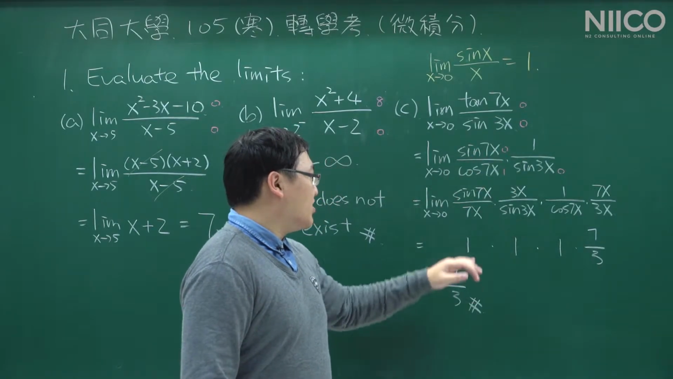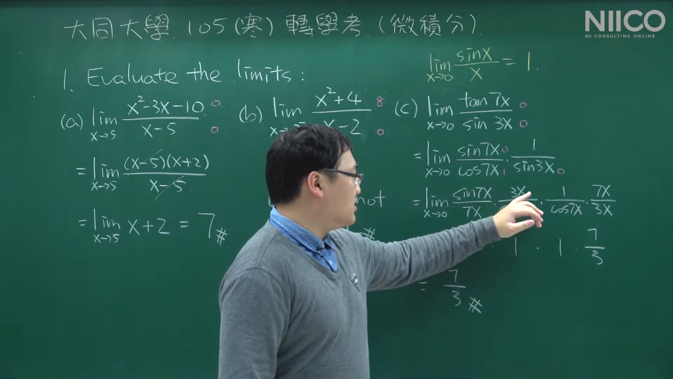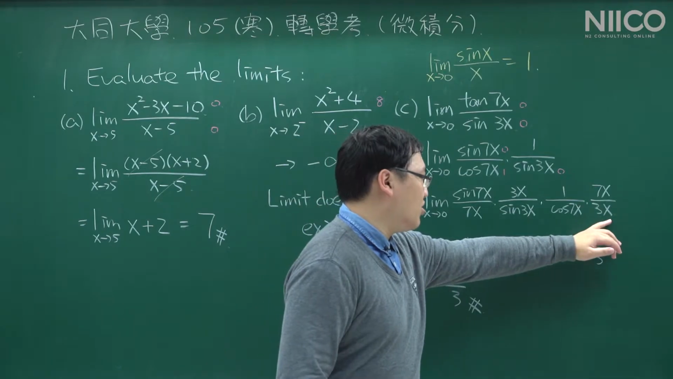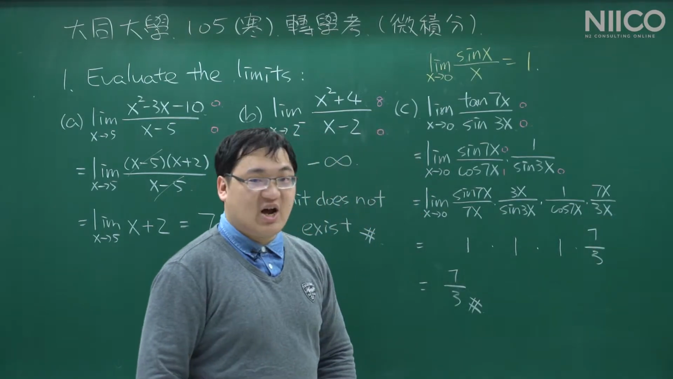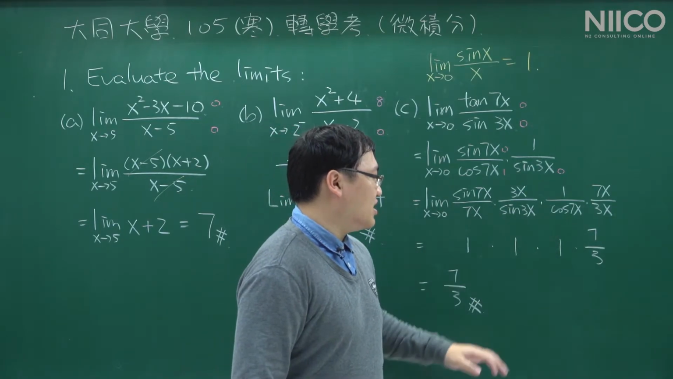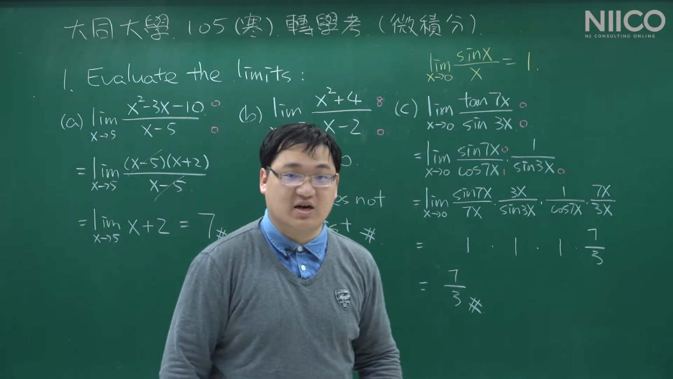So how about let's just add a few more terms and make this limit into the limit of sine of 7x divided by 7x times 3x divided by sine of 3x times 1 over cosine of 7x times 7x divided by 3x. So we see that this limit evaluates to 7 over 3. So that's the answer of this subproblem.